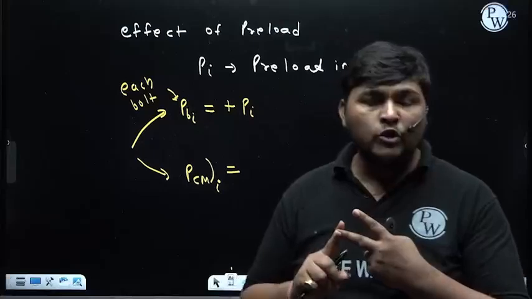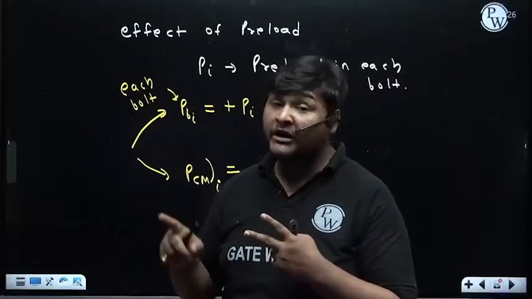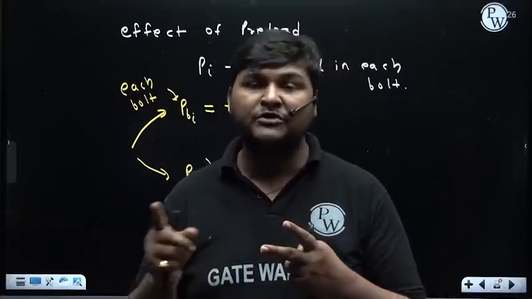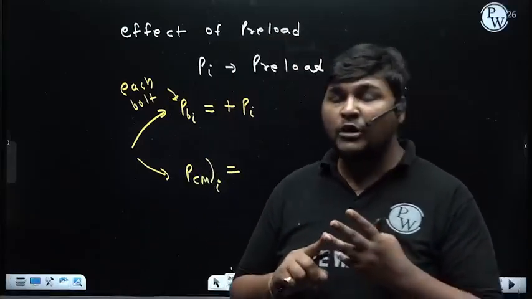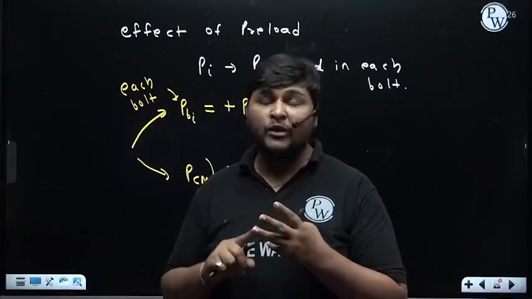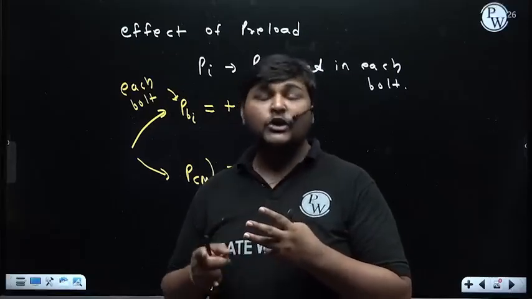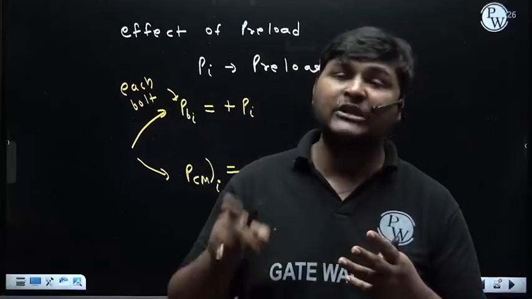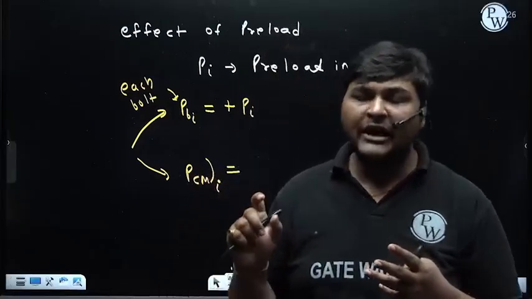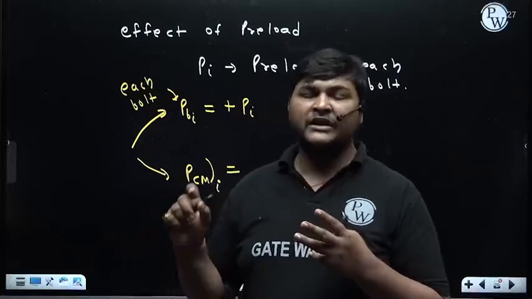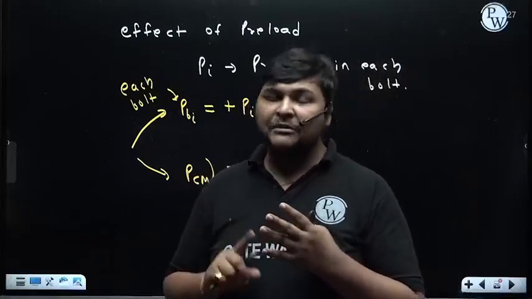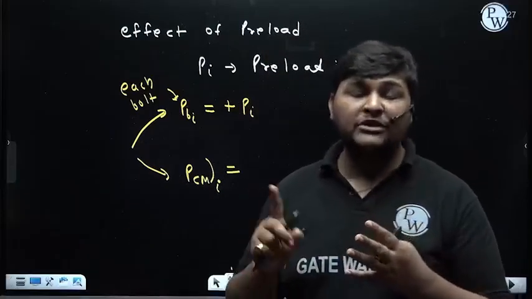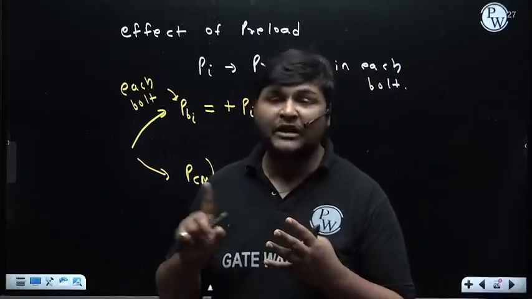So in bolt 1 the preload is Pi, so due to that minus Pi axial force will come in the connecting member. In bolt 2 also the preload is Pi, because Pi is the preload in each bolt. Due to that also minus Pi compressive force will come in the connecting member. The preload in bolt 3 is also Pi. Due to that minus Pi axial force will come in the connecting member. The minus sign I am already using means I am already considering its nature is compressive. Similarly, the preload in the nth bolt is Pi. Due to that minus Pi axial force will come in the connecting member.